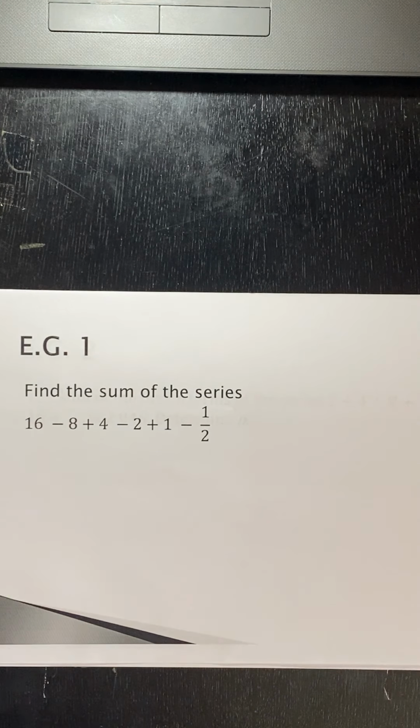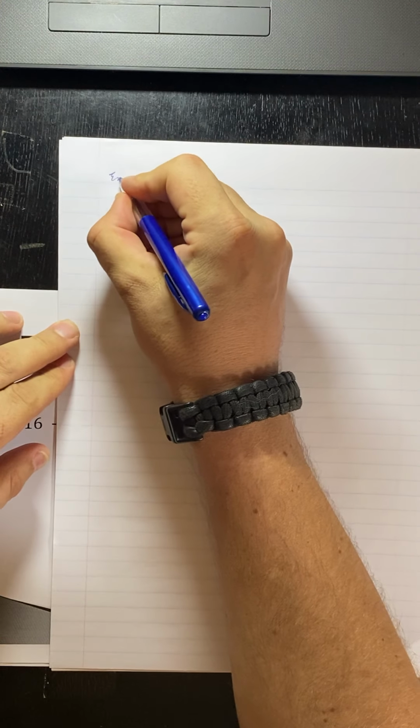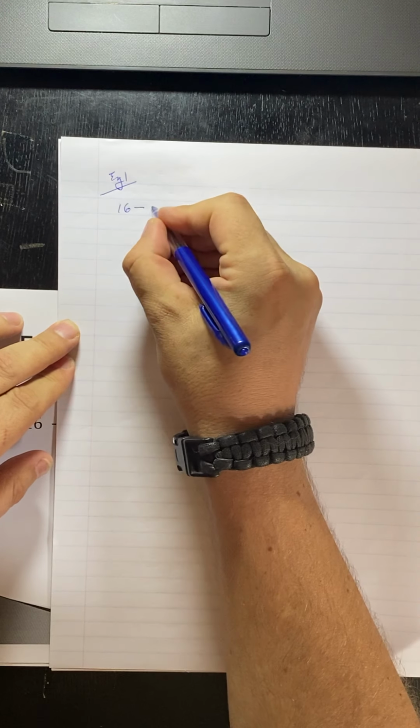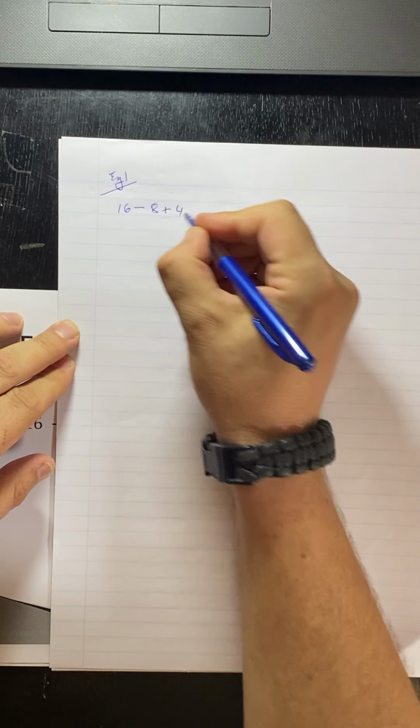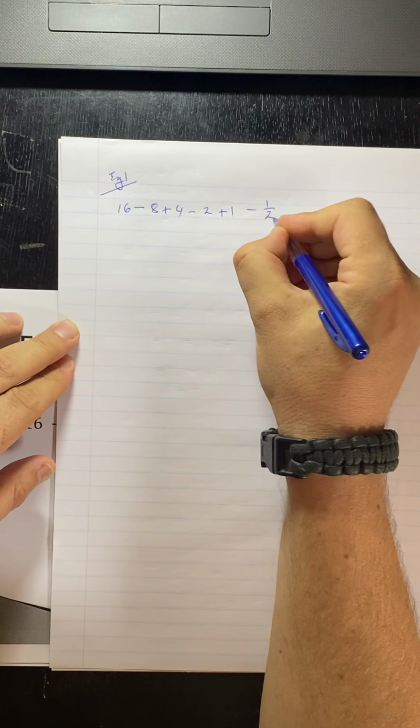So if we look at the first example, find the sum of the series 16 minus 8 plus 4 minus 2 plus 1 minus a half. All right, so if I just write it out for you guys. So we've got 16 minus 8 plus 4 minus 2 plus 1 minus a half. We need to find the sum of this thing.